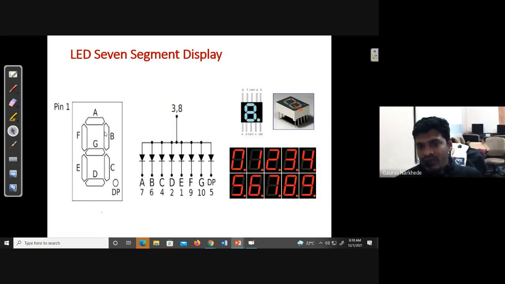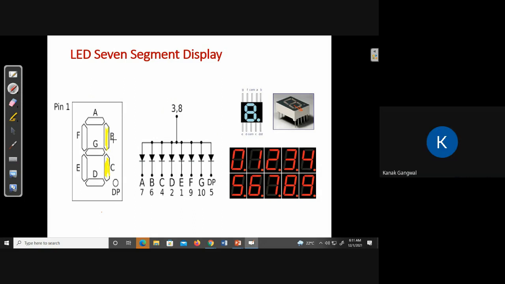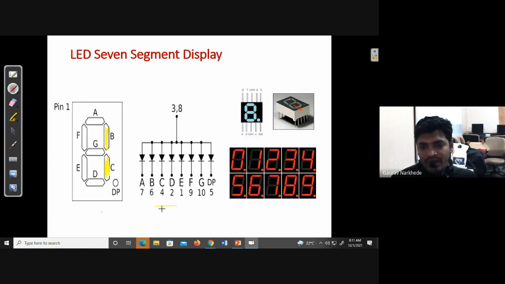Now if I want to display 1, which LEDs do I need to turn on? B and C. I will connect only B and C to ground. As soon as I connect it to ground, with the anode connected to 5 volts positive and cathode to ground 0, it is in forward bias, so it will emit light, and C also will emit light, so B and C will glow. Like that, depending on the digit you want to display, you need to connect.